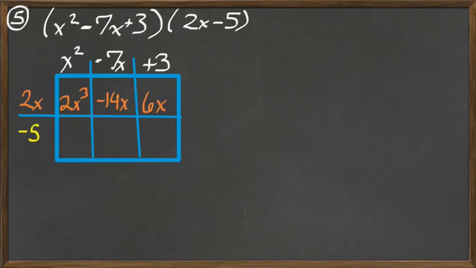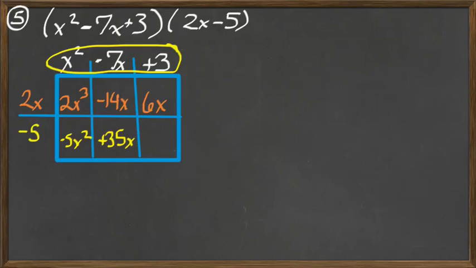Now let's go to the yellow row and multiply that negative 5 to each of these up here at the top. And so negative 5 times x squared gives me a negative 5x squared. Negative 5 times negative 7 gives me a positive 35, just the x, because there's that 1. And negative 5 times 3 gives me a negative 15.